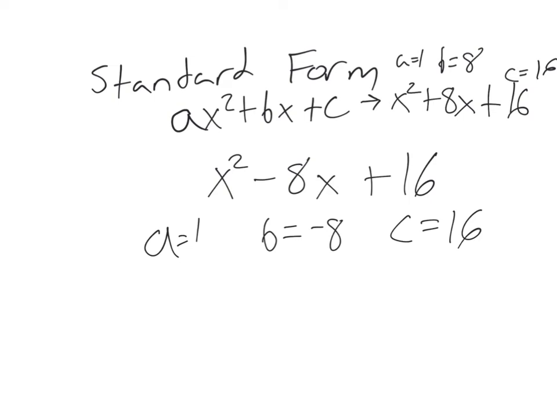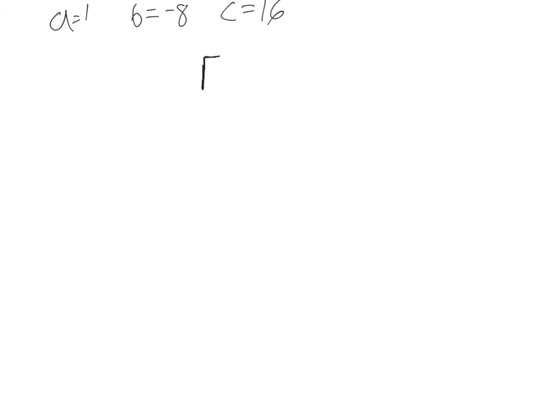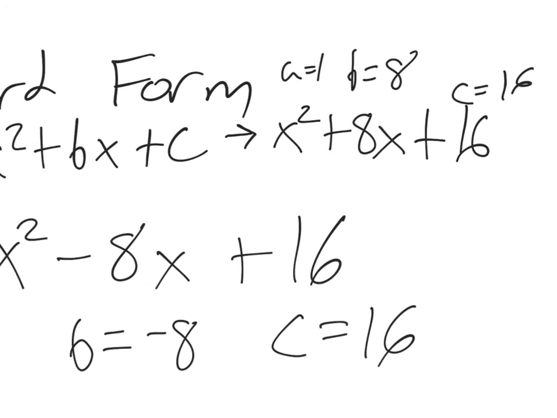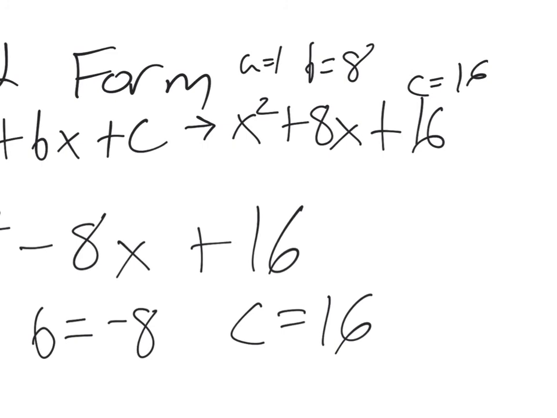Okay, so now factored form. Factored form is always with these parentheses. So an example would be (x plus 4)(x plus 4). Okay, now this tells me something specific about the quadratic, while my standard form also tells me something specific about a quadratic.